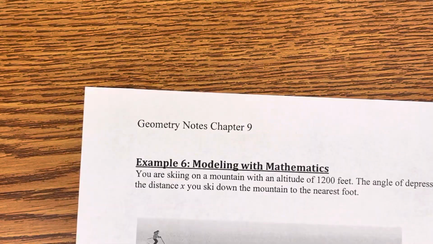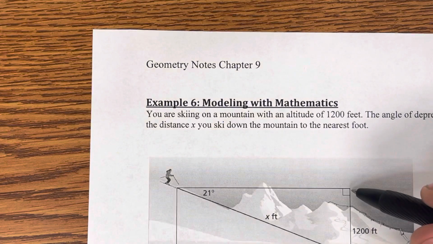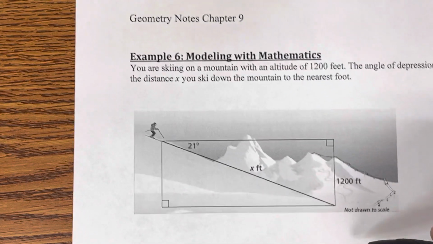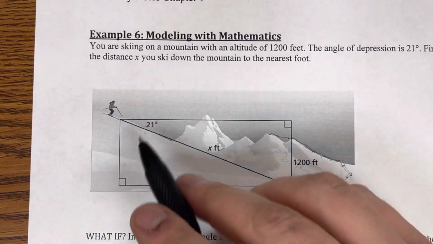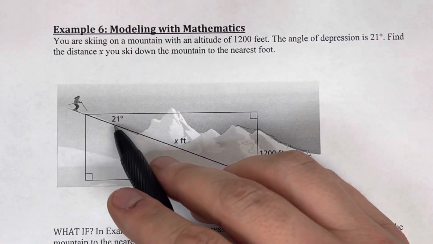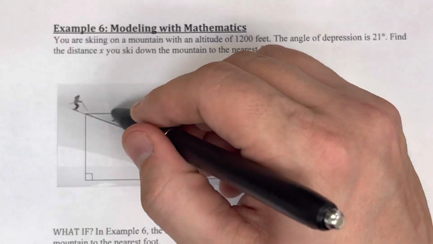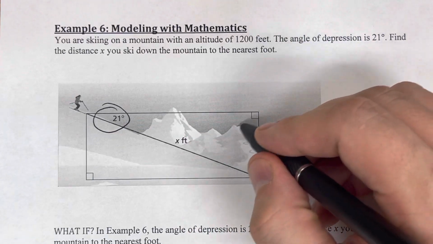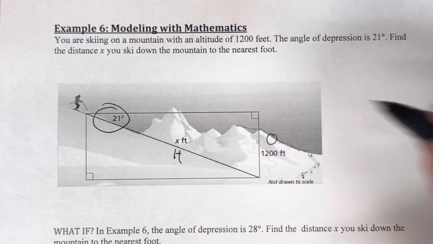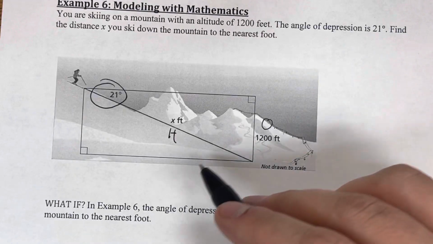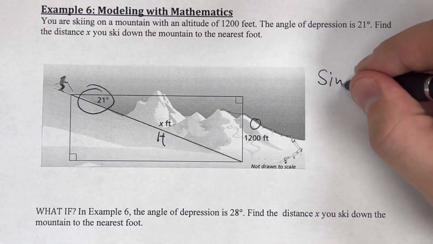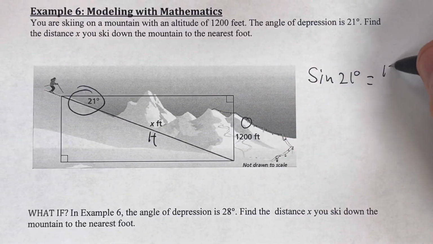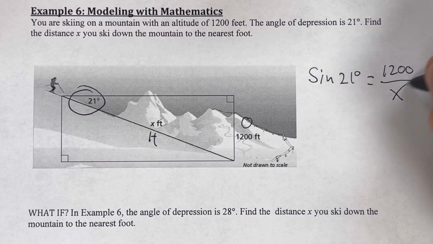It says you're skiing down a mountain with an altitude of 1,200 feet. So from here to here is 1,200 feet, okay? It says the angle of depression is 21 degrees. Find the distance x you ski down the mountain. So this is my reference angle, 21. 1,200's opposite. This piece is across from the right angle, so that is the hypotenuse. So we are going to have to use opposite and hypotenuse, which is sine. So the sine of 21 degrees, sine of the angle, equals opposite 1,200 over x.